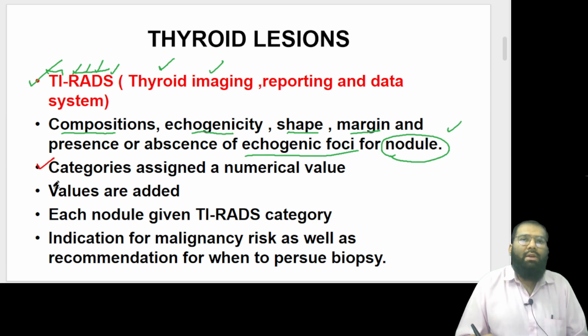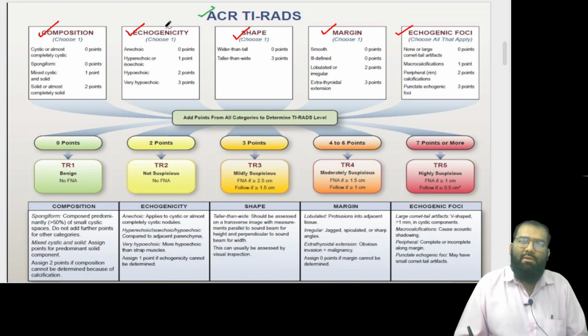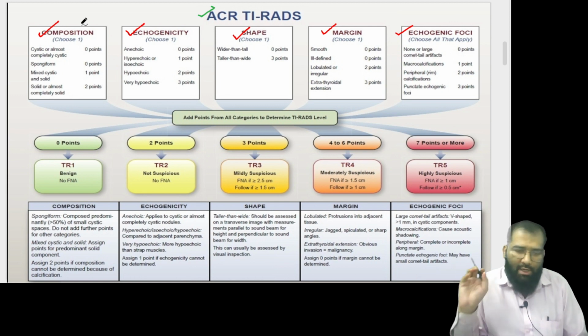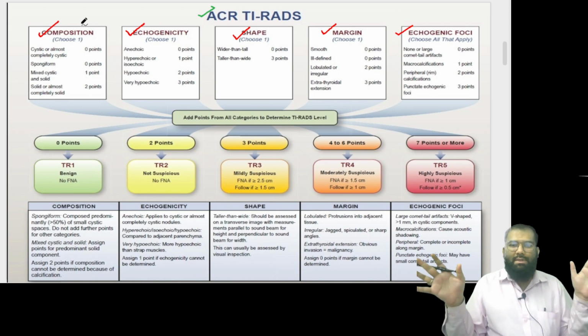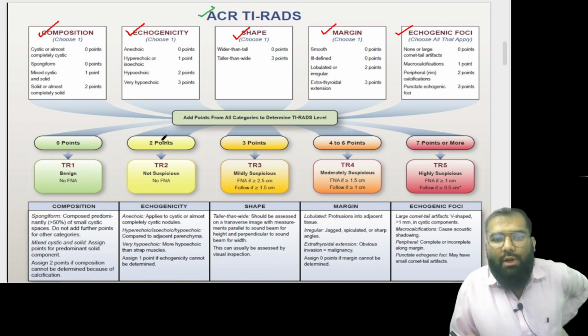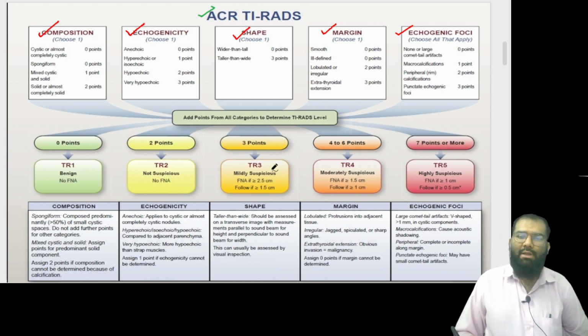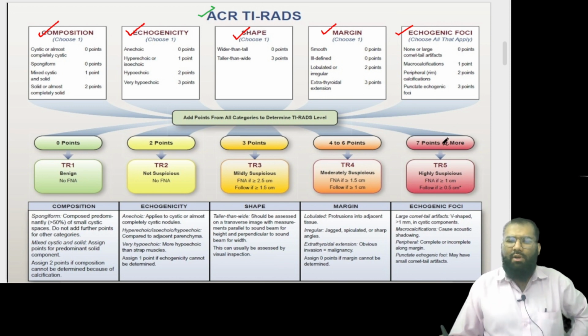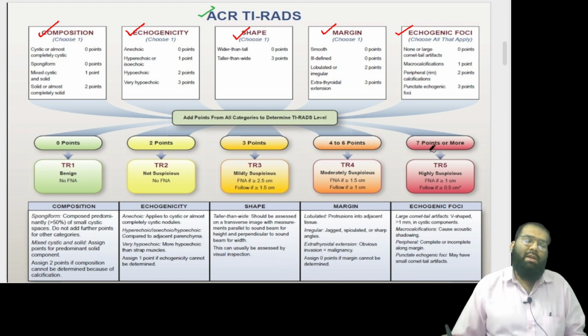Accordingly each of these categories would be given a numerical value. Composition would be given some points, similarly echogenicity, shape, margin, and echogenic foci would each be given points, and then you have to add up the total points. Accordingly, if you have 0 points it will become TR1, if you have 2 points it will become TR2, similarly 3 points will go for TR3, 4 to 6 points TR4, and 7 or more points will go in TR5.